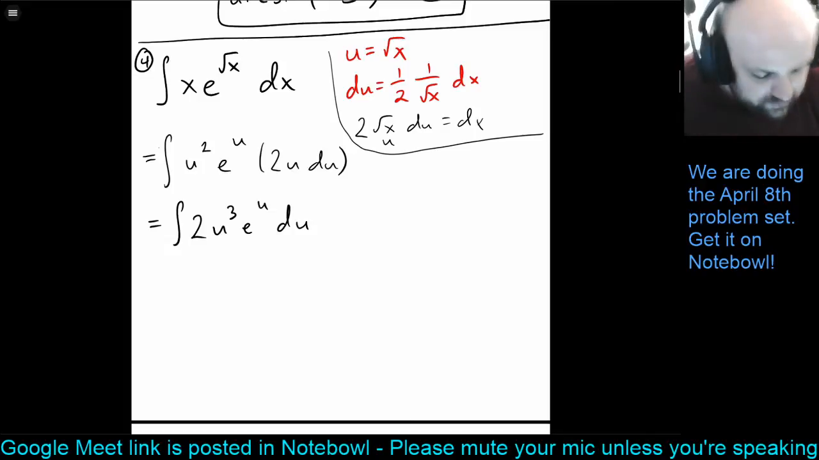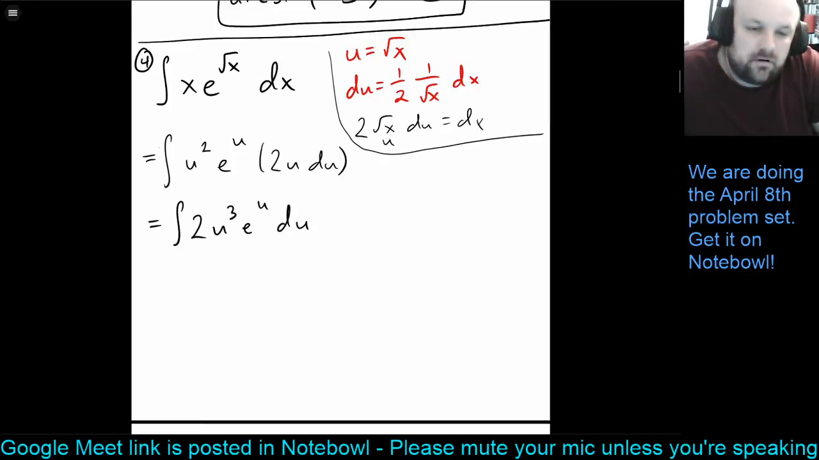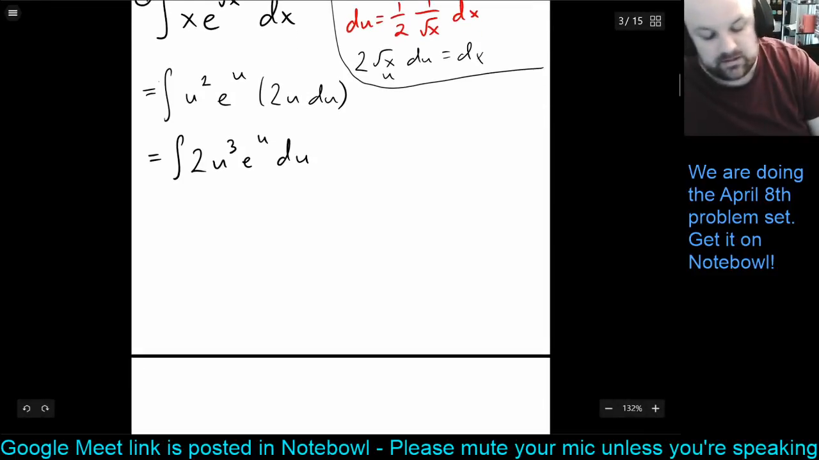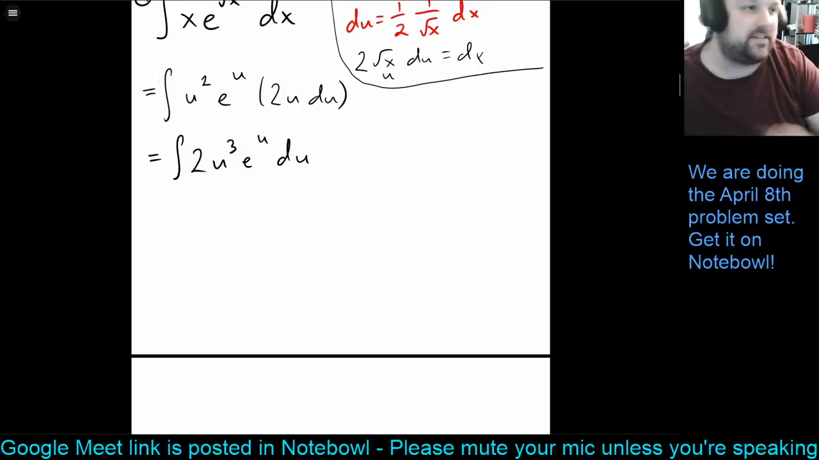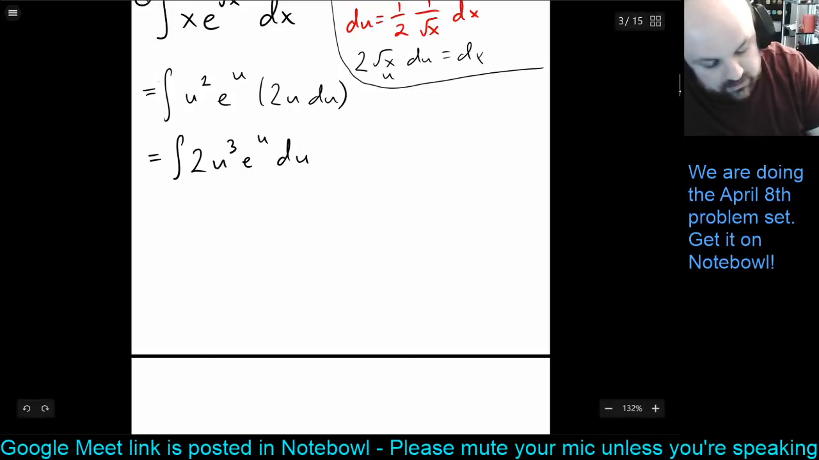Okay. So now this is actually an integral we can attack. So to do this, we just have to keep applying integration by parts. So here, then we have u is, may as well make it 2u cubed. Oh, we should use a different letter. Let's use v and w.